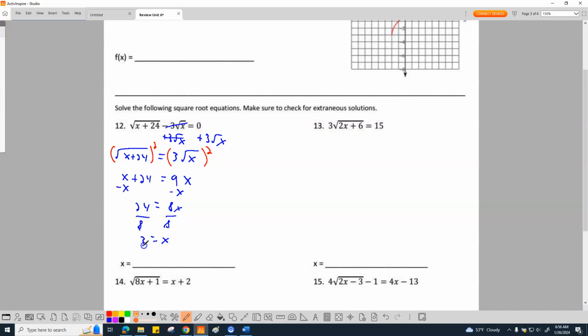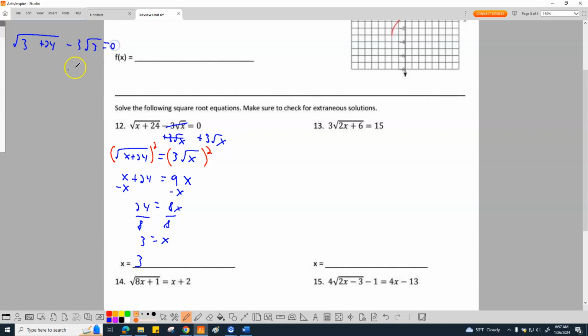Now, we have to check if it's an extraneous solution or a real solution. How do we do that? We have to go back to the original equation and plug in 3. So 3 plus 24 underneath the square root, you see that, minus 3 times the square root of 3. Does this plug in and do what it should do?